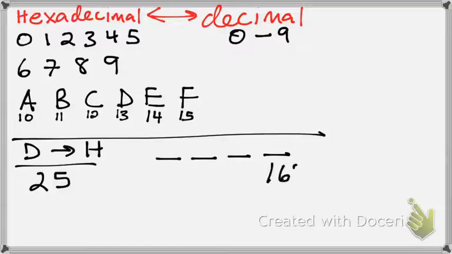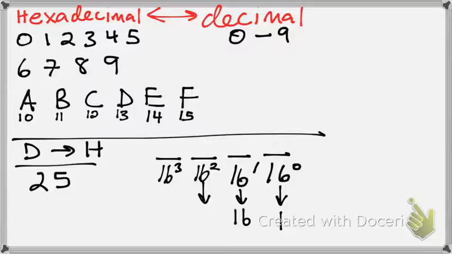The first one is 16 to the 0, 16 to the 1, 16 to the 2, and 16 to the 3. It keeps going. 16 to the 0 is simply 1. We got 16. We got 256. And that's all we really need for this problem. We don't need to go any higher than that.